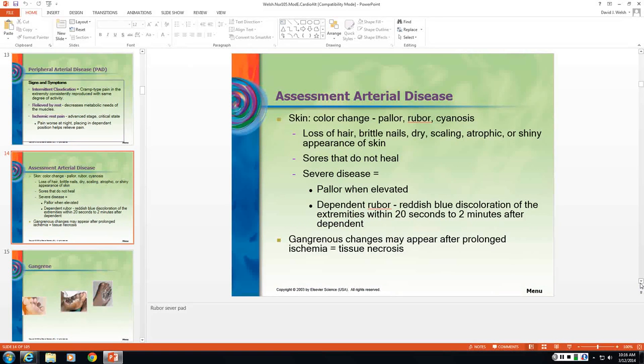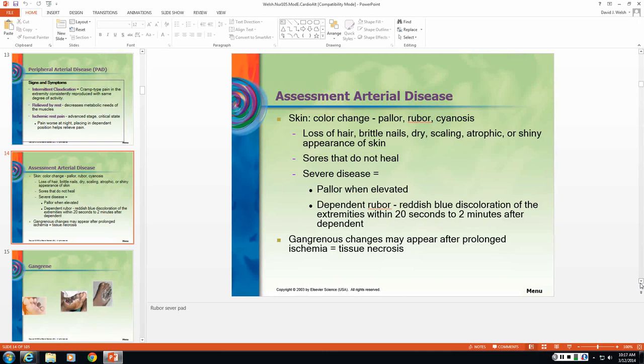So some other signs and symptoms of arterial disease: the skin color is going to change. You're going to have pallor, or rubor, which is redness, or cyanosis, which is blue or purple. Skin changes. You're going to have loss of hair. Now remember, with arterial disease, you're always going to have loss of hair to the affected limb, brittle nails, dry, scaling, atrophic or shiny skin. So a shiny appearance of skin is also a big sign and symptom.